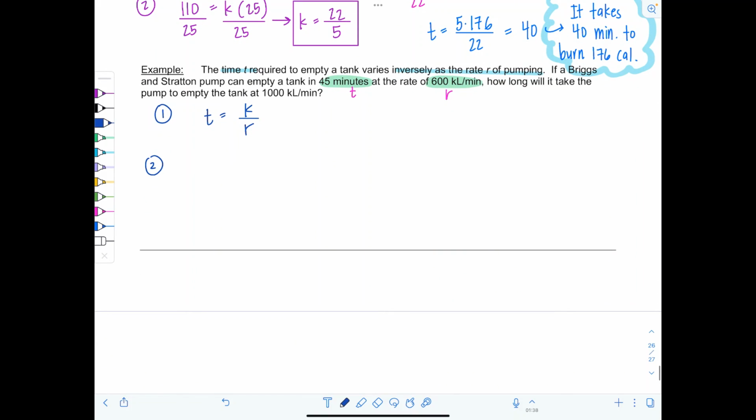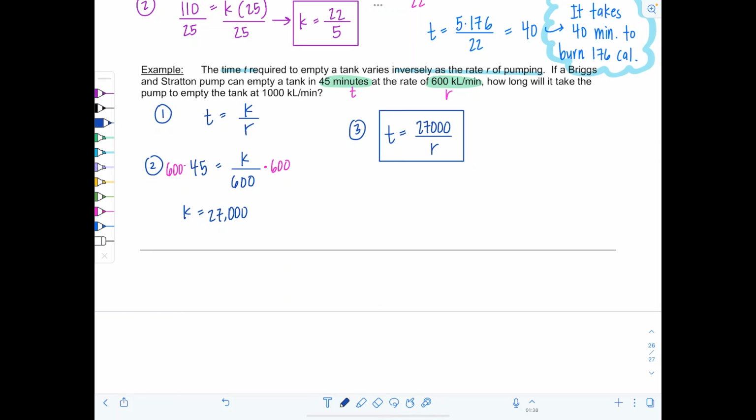They told me 45 minutes, so 45 for T is equal to K divided by 600. So I'm going to multiply both sides by 600, and K is equal to 27,000. Okay, so step 3, I'm going to go back to the original model from step 1. T equals 27,000 divided by R, since I know that's what K is equal to now.